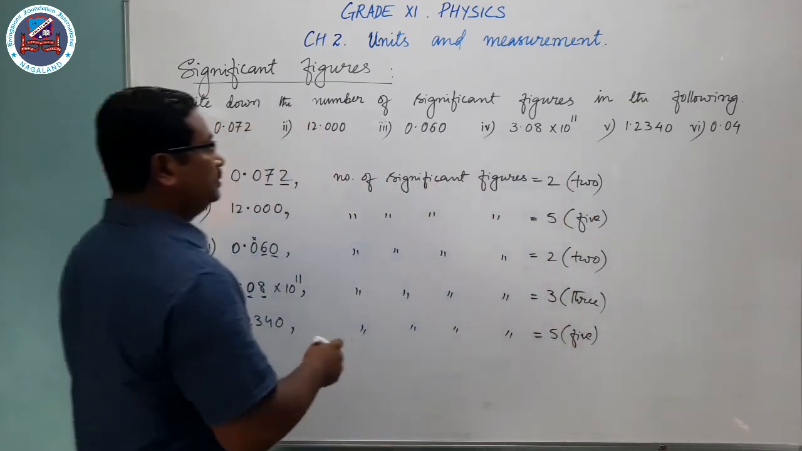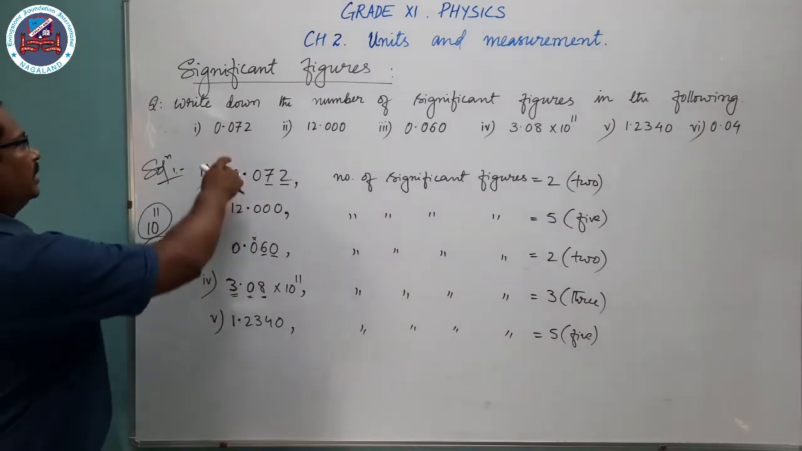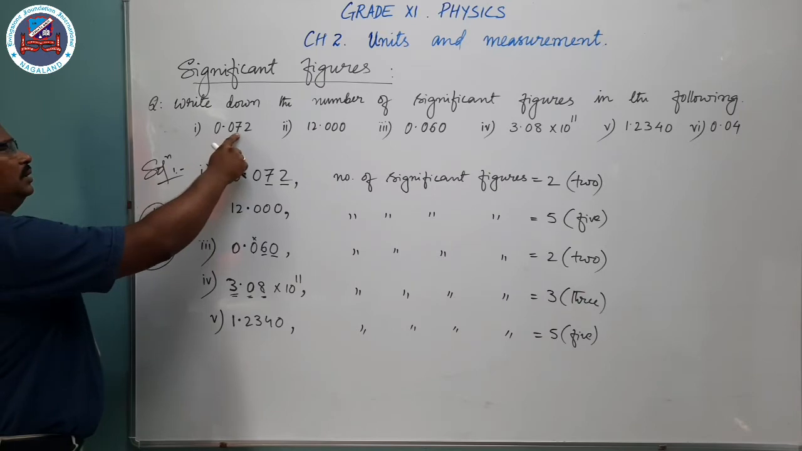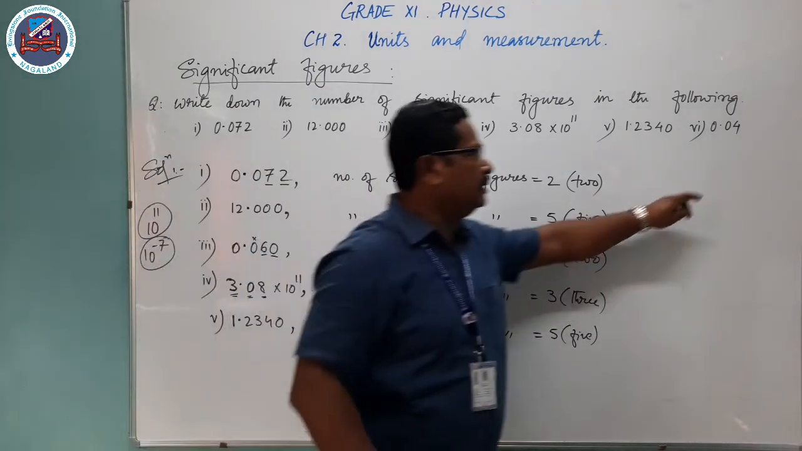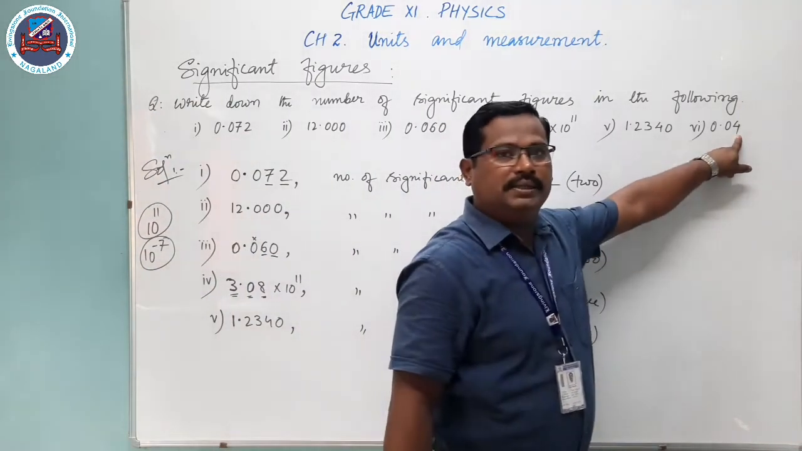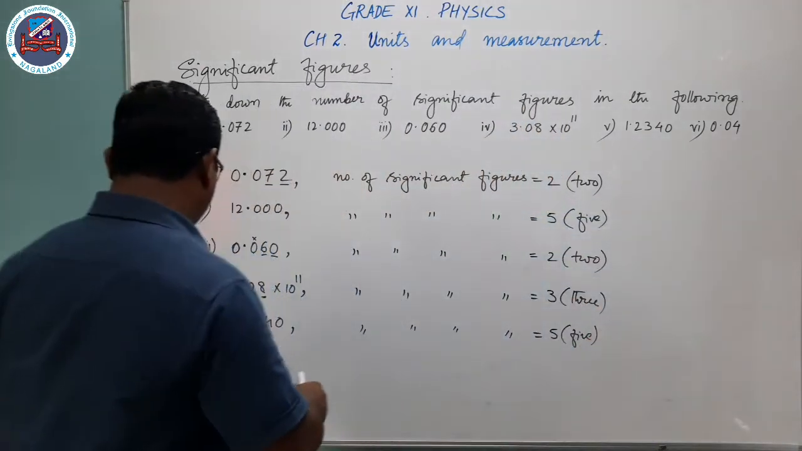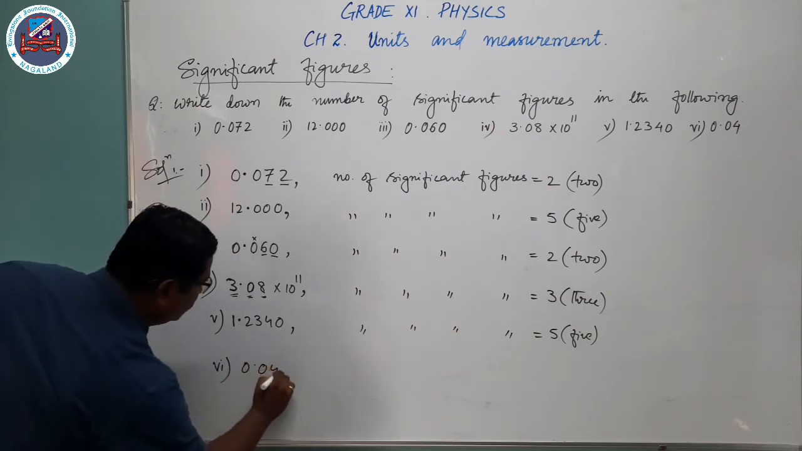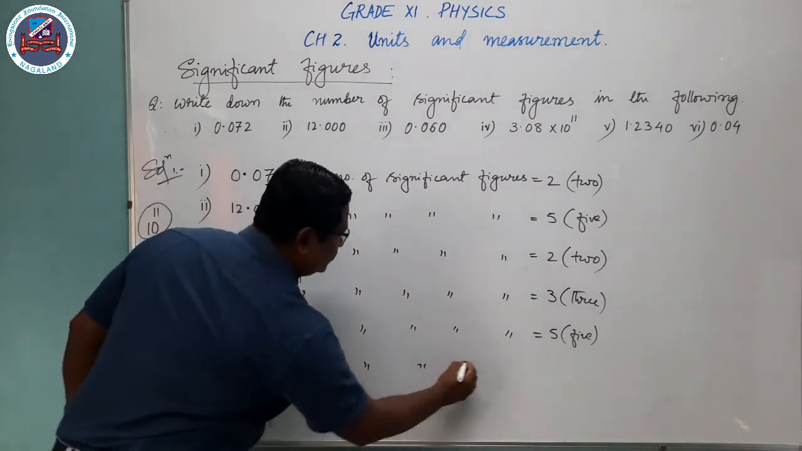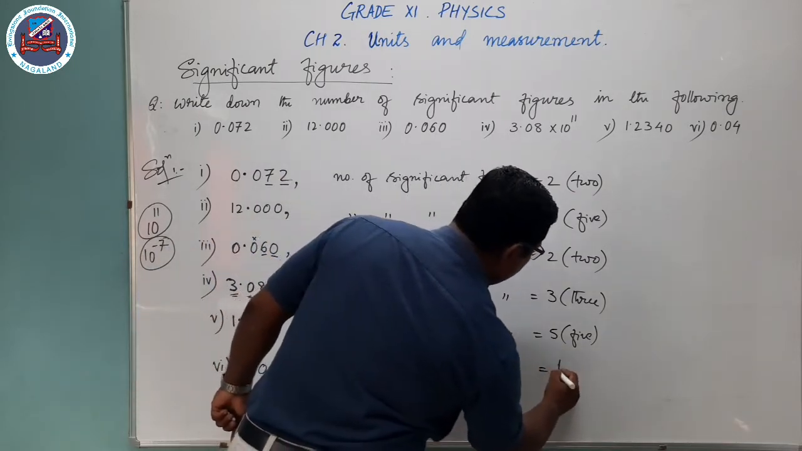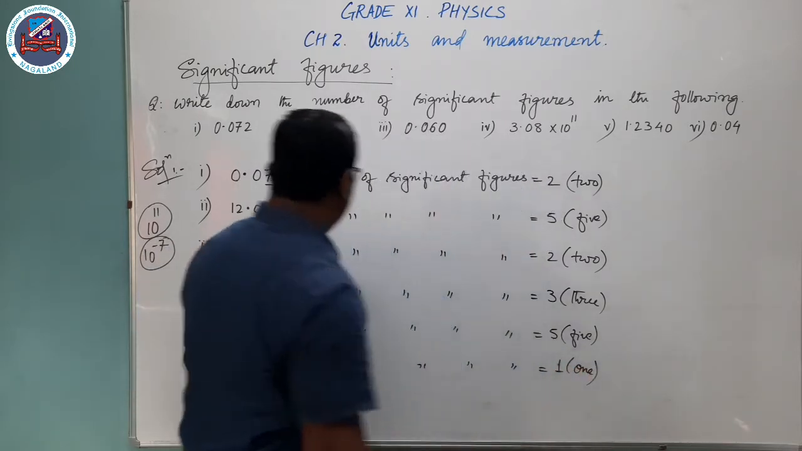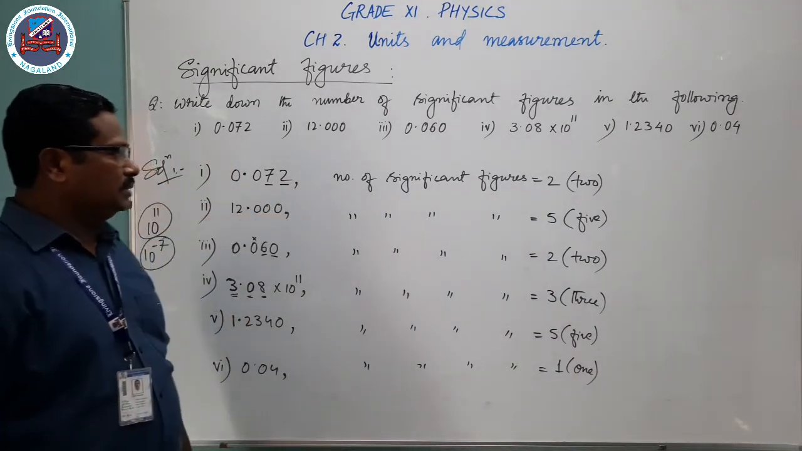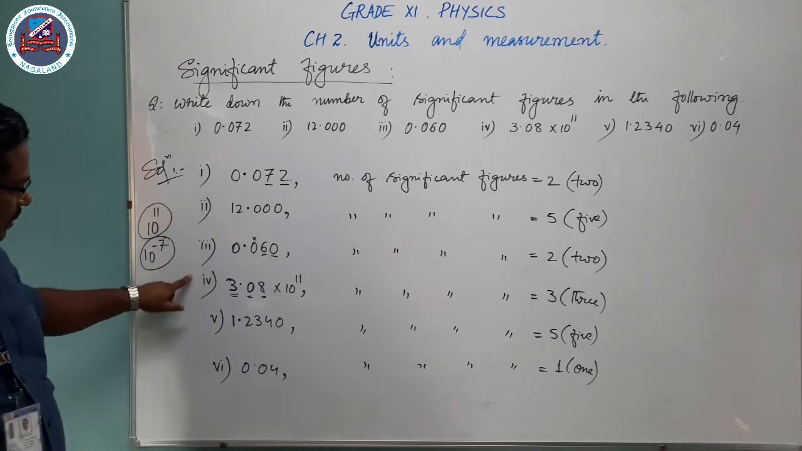And then the last one, 0.04, is somewhat like this. You can see the number is less than 1, so this 0 will not count. Only one digit, 4, is there. That will be your significant figure. So the number of significant figures will be 1. Like this you can find out the number of significant figures in the given numbers.